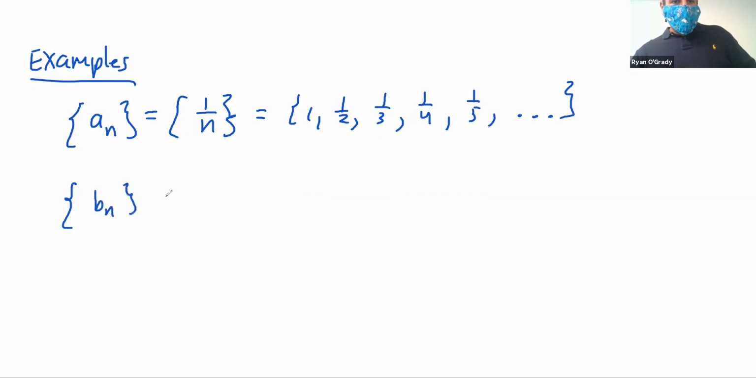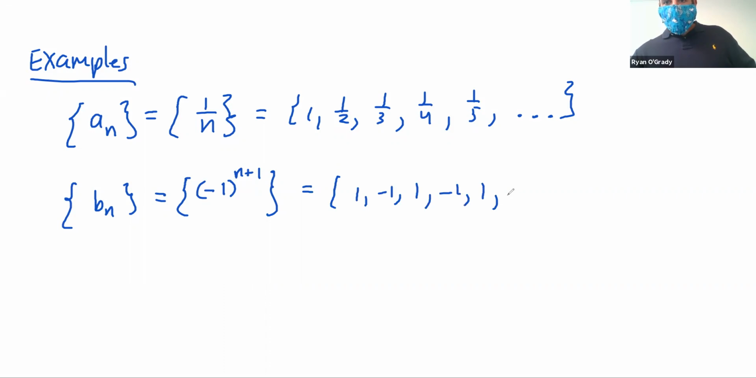So the next one is b sub n. How about we do a slightly different one? How about we do negative 1 to the n plus 1. And so this sequence would be 1, negative 1, 1, negative 1, 1, negative 1. And that pattern continues forever and ever.